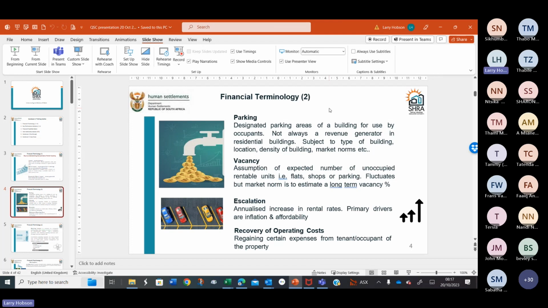Normally, as a revenue generator, when parking is added, people pay for their parking, but not always. Sometimes it's built into the rent.